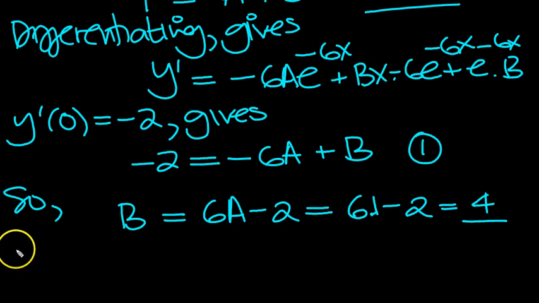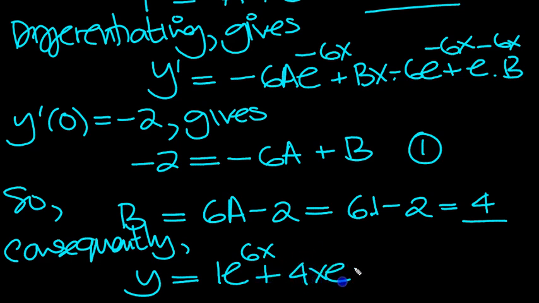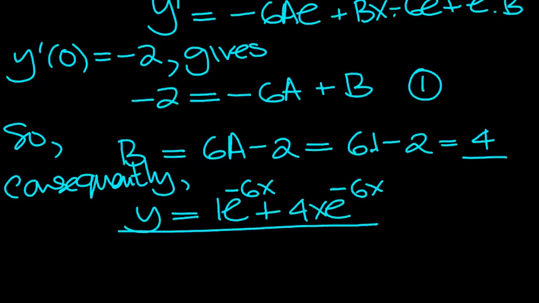So finally then, consequently, what have we got? Y is equal to a, which is the 1, wasn't it? E to the minus 6x plus bx, 4x, e to the minus 6x. It's minus 6x both times, isn't it? Let's just check that it was minus, yeah, that's it, a and b. There we go. A is 1, b is 4.